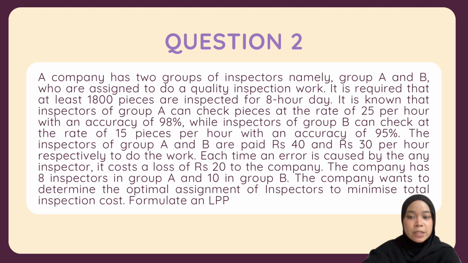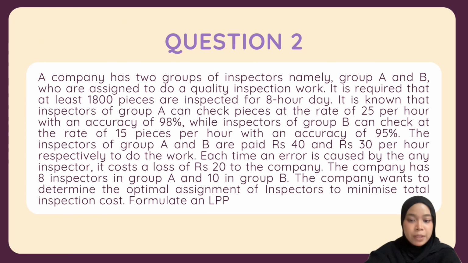accuracy of 95%. The inspectors of Group A and B are paid Rs40 and Rs30 per hour respectively to do the work. Each time an error is caused by any inspector, it causes a loss of Rs20 to the company. The company has 8 inspectors in Group A and 10 in Group B. The company wants to determine the optimal assignment of inspectors to minimize total inspection cost.